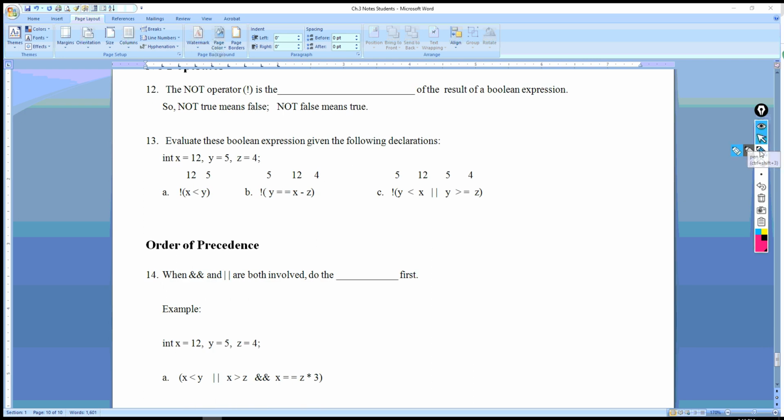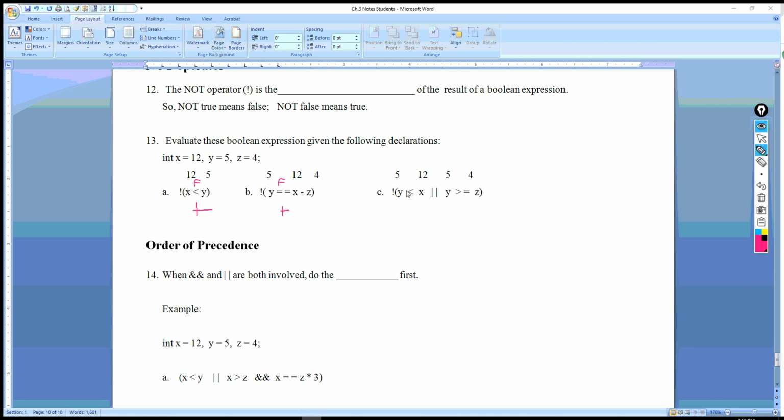Okay, let's take a look at this one. 12 is less than 5 is false. And so not false means this whole thing is true. Here you have 5 is equal to 8, which is false. And so not false is true.